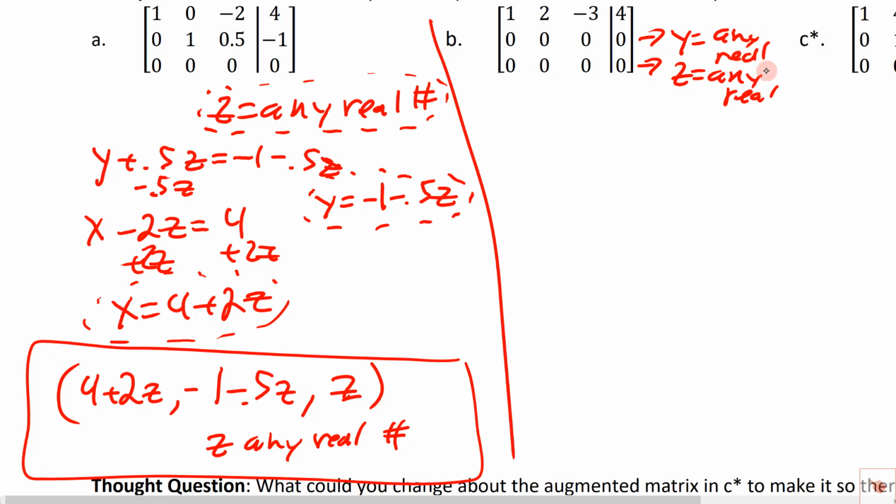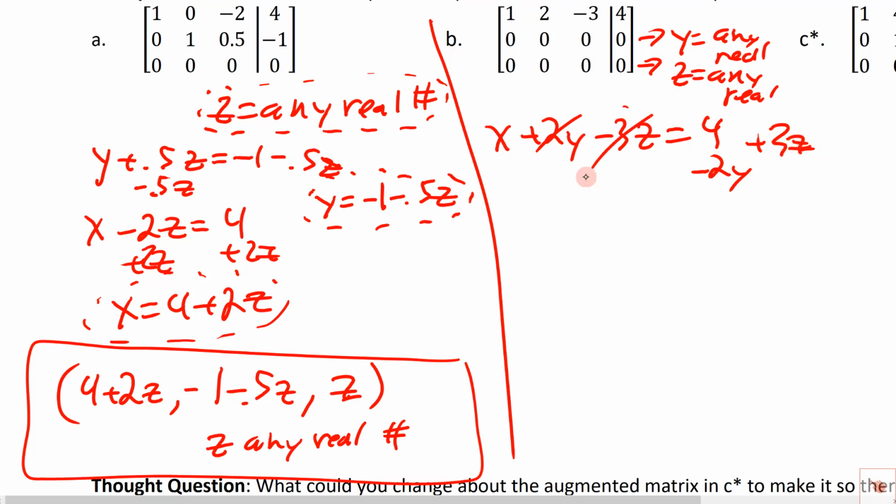And then we're going to write down what the first equation means. This means x plus 2y minus 3z equals 4. And then all I have to do is solve in terms of those two variables. So I'm going to subtract 2y. I'm going to add 3z.